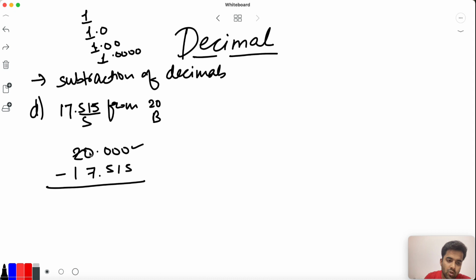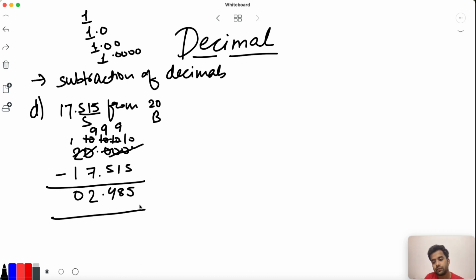Now the borrow process starts. 10, 10, 10, and then the last will be 10. 10 minus 5 will be 5. It becomes 9. So 9 minus 1 will be 8. Again it becomes 9, and 9 minus 5 will be 4. Decimal, it becomes 9. 9 minus 7 will be 2, and this 1 minus 1, 0. So what is the answer? 2.485. I believe you got the thing now. Shall we take one more and then we'll switch to multiplication.